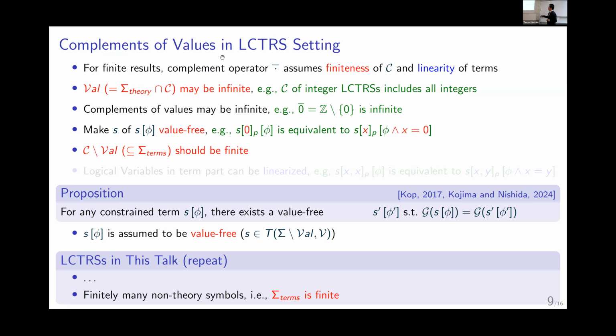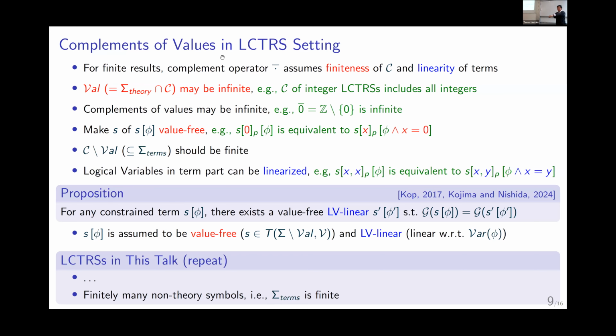And then this is an important proposition. For any constraint term, there exists a value-free one. Value-free means the term part has no values. So value-free constraint terms represent the same ground constructor instances. But so we solved the problem of infiniteness of values, but we still assume finiteness, and thus we have this assumption: the user-defined signature is finite.